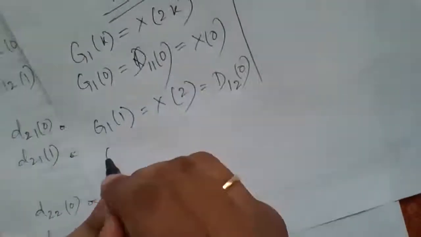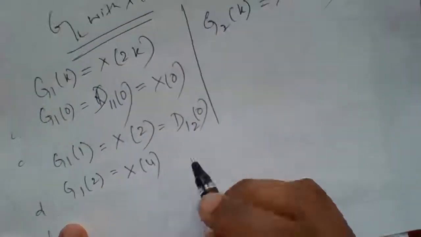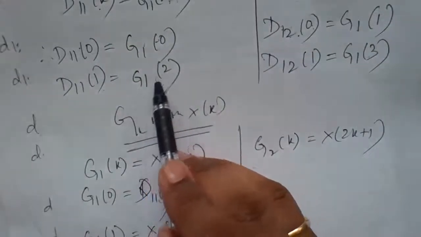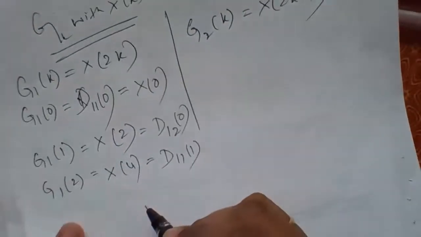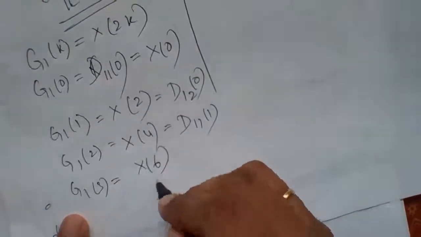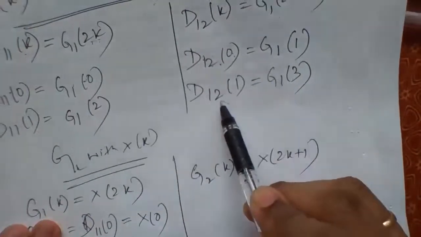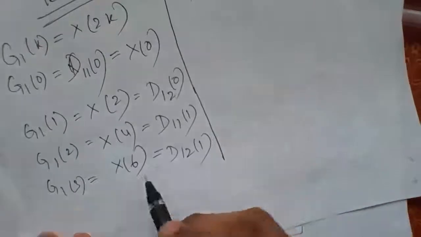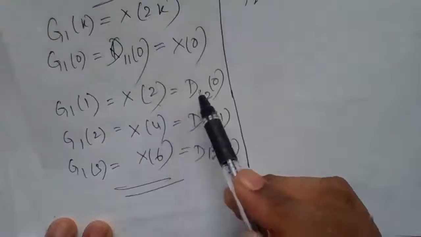Similarly, when I write G1 of 2, it is actually X of 4. But G1 of 2 is also equal to D11 of 1. So here I'll write D11 of 1. The last one, G1 of 3, is nothing but X of 6, but G1 of 3 is also equal to D12 of 1. So therefore now we have the link between D, G and X samples.